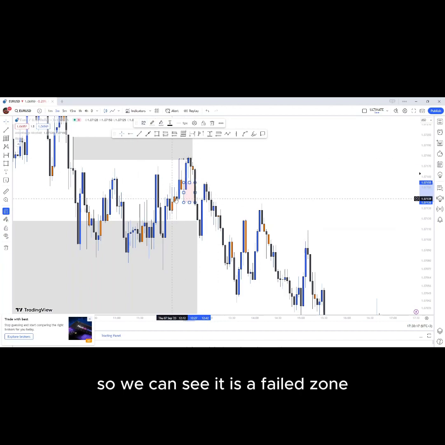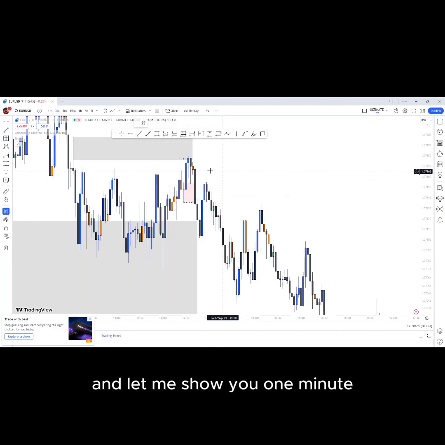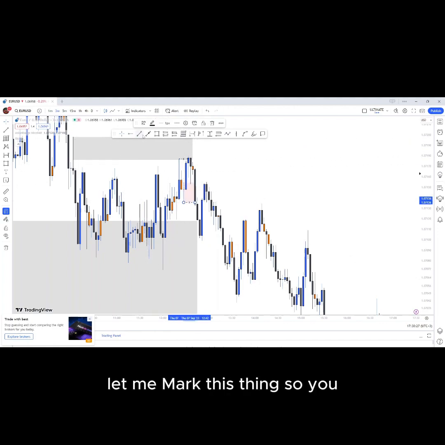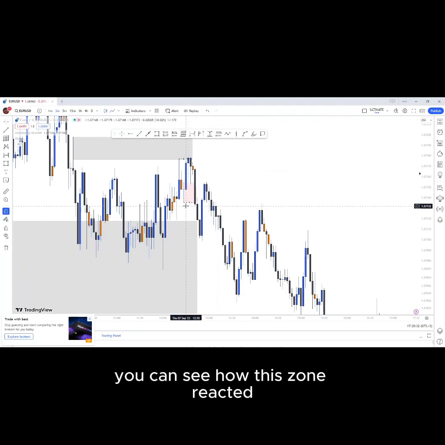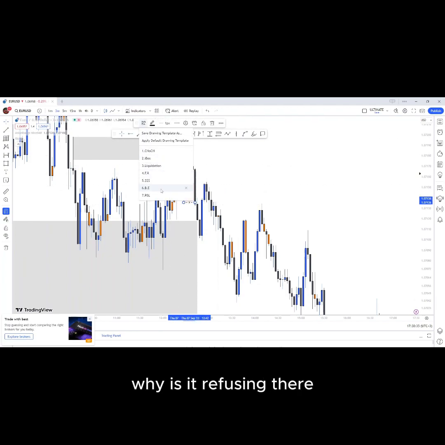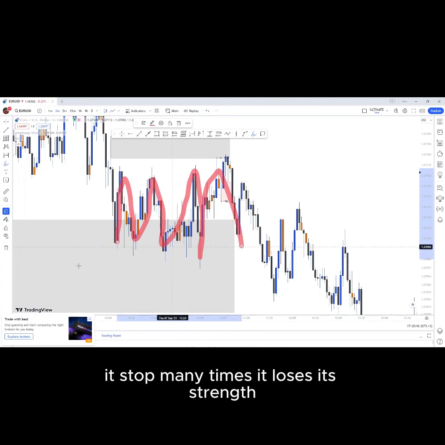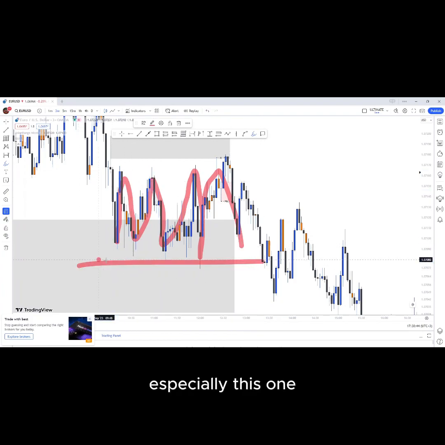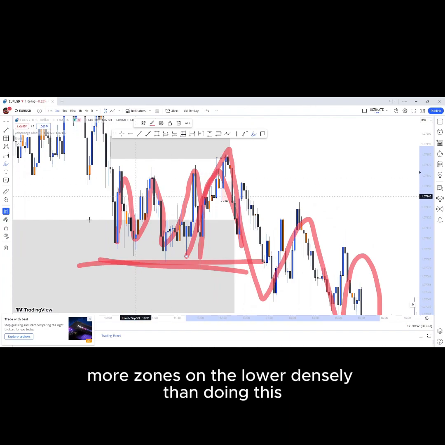So we can see it is a failed zone and it was playing out good because you see how it tapped. And let me show you 1 minute. Let me mark this thing so you can see it better. You can see how this zone reacted. Why is it refusing there? So we can see how when a demand or supply level is tapped many times, it loses its strength, especially this way. It is better to tap deeper and continue looking for more zones on the lower time frame than doing this.